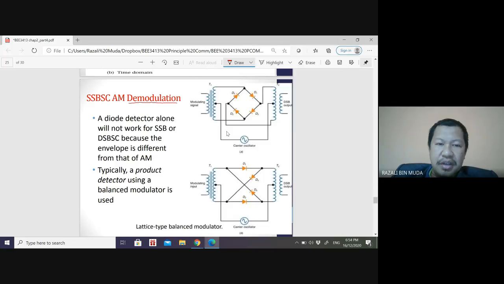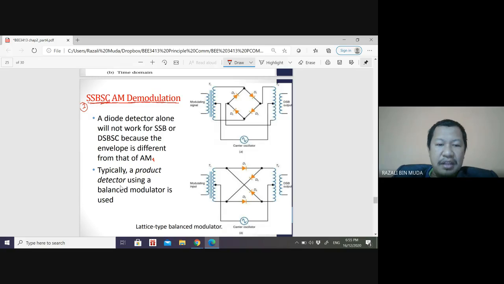The second demodulator circuit is the single sideband suppressed carrier AM demodulator. We have discussed this in the transmitter part. Now when it arrives at the receiver, we need to be able to extract the information of that suppressed carrier AM signal. A diode detector alone will not work for single sideband or double sideband suppressed carrier because the envelope is different.